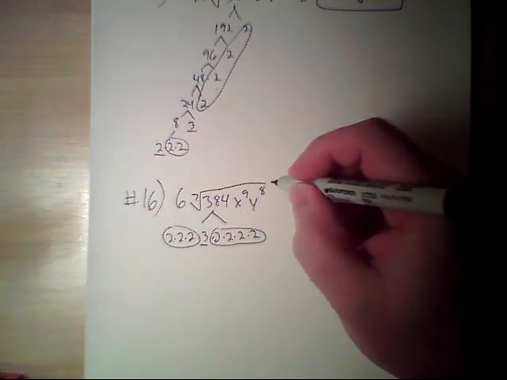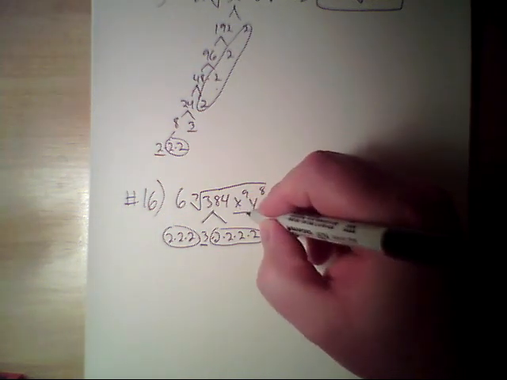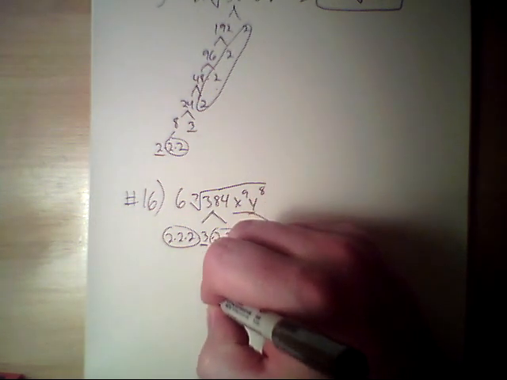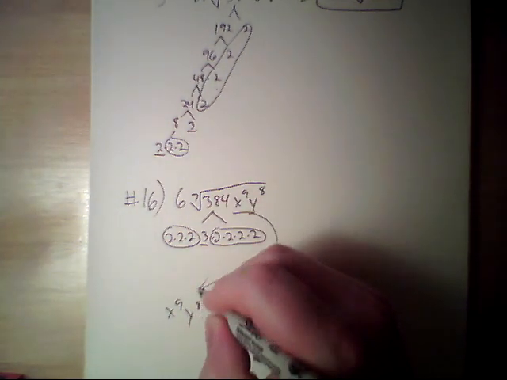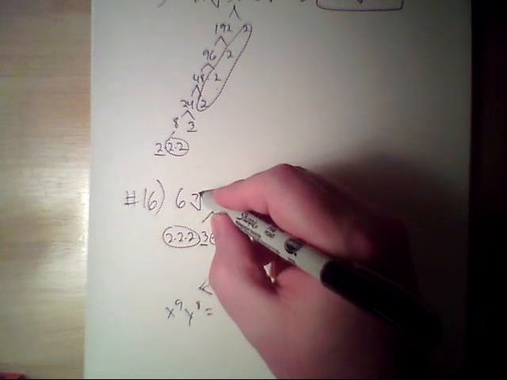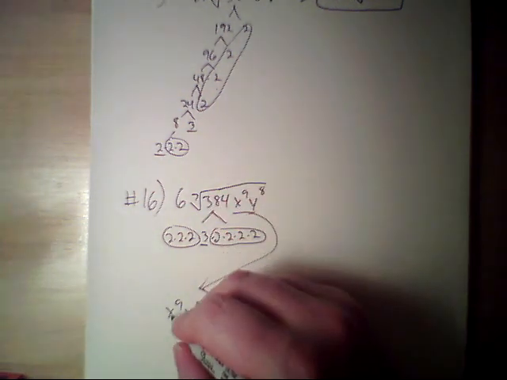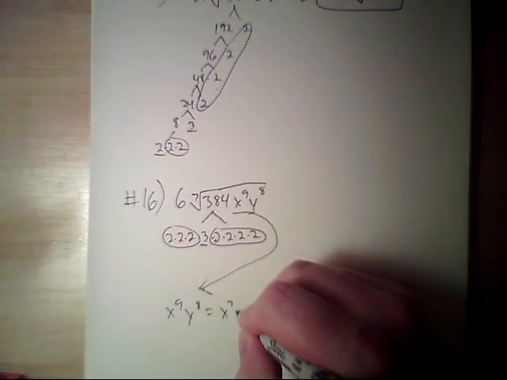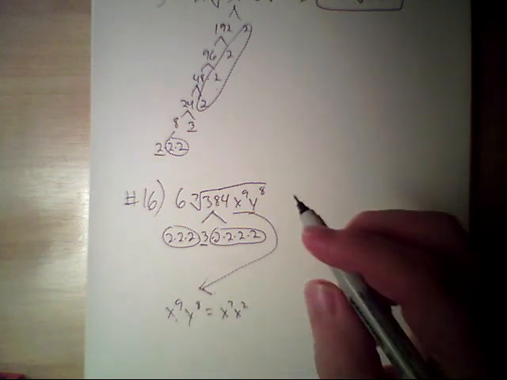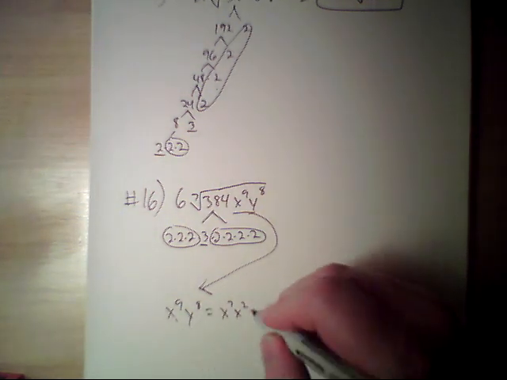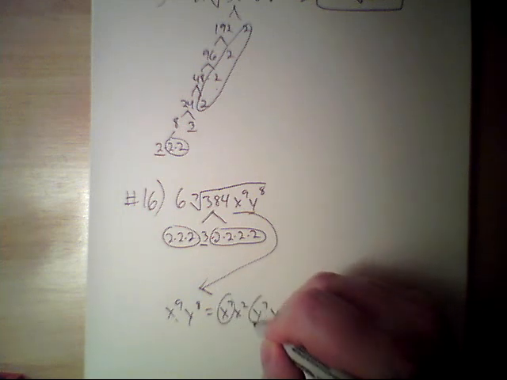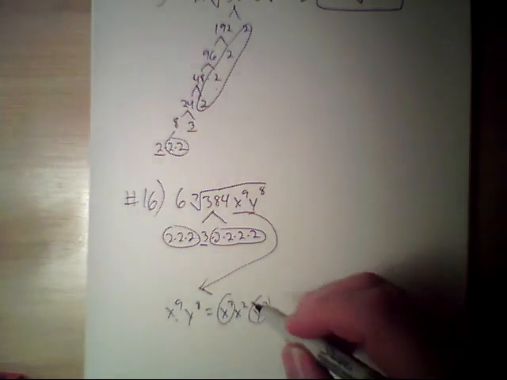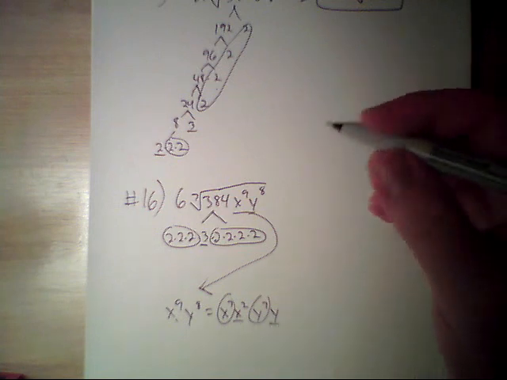Now we're going to rewrite these. Let me just take these down here. X to the 9th, y to the 8th is the same as, let's see if we can get 7th powers going on, x to the 7th times x squared. That's the same as x to the 9th. And we're going to have y to the 7th times y. So we have an x to the 7th and a y to the 7th that can come out as well. And what's left is an x squared and a y.